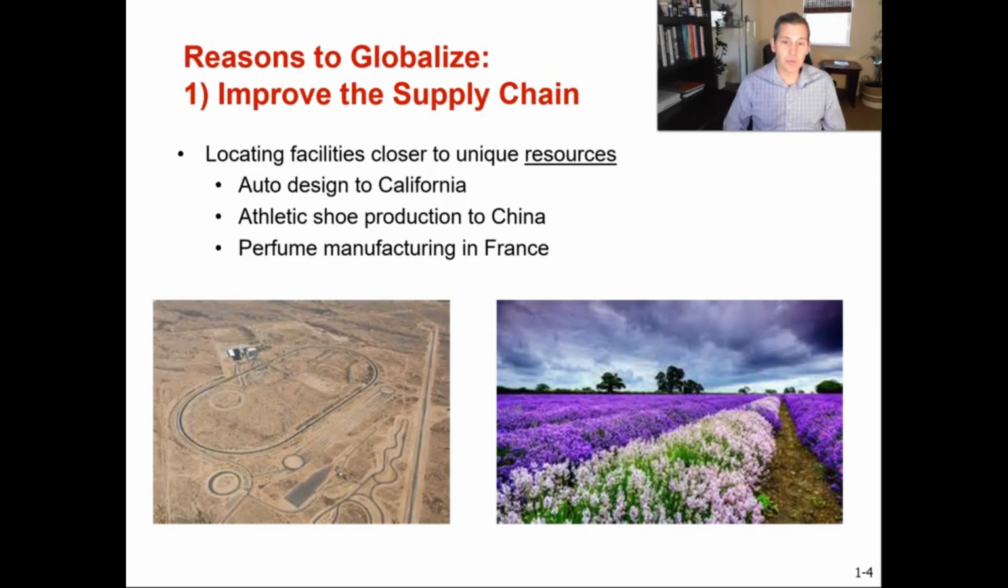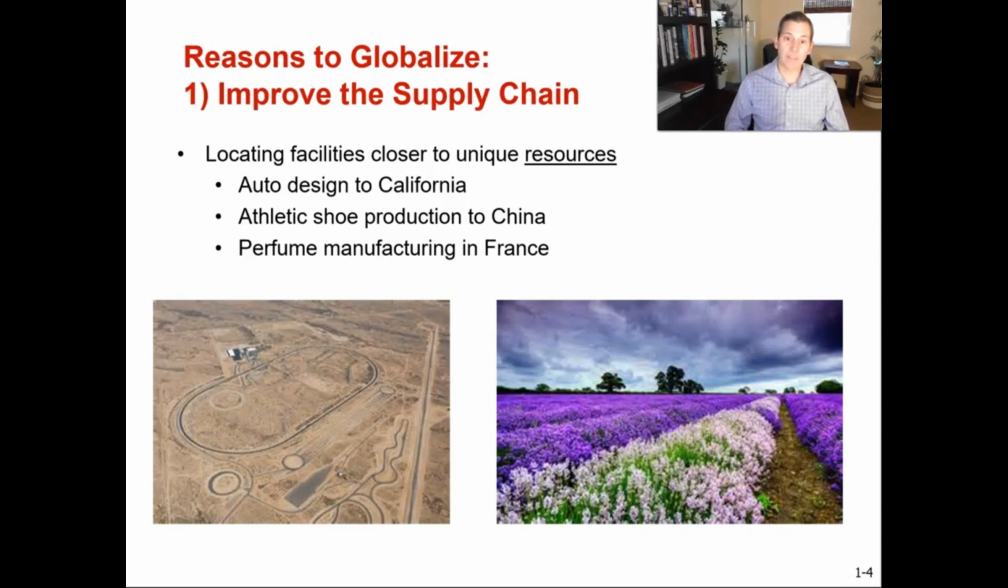So the first one is to improve the supply chain. This does not say to reduce costs within the supply chain. That's the next reason to globalize that we'll talk about in just a second. By improving the supply chain, we want to get our talent, so our people, and our raw materials closer to the source of where there's the best expertise and the best unique resources.